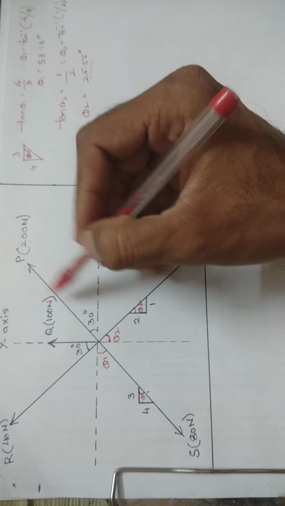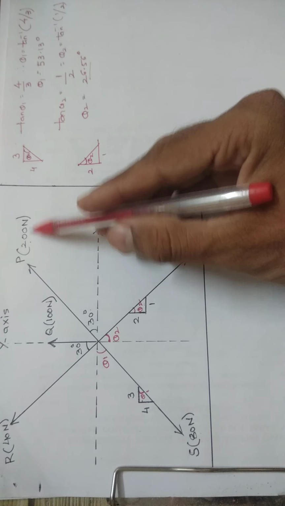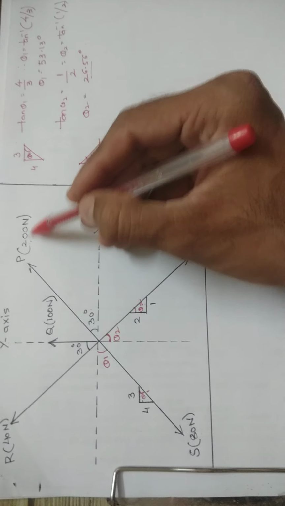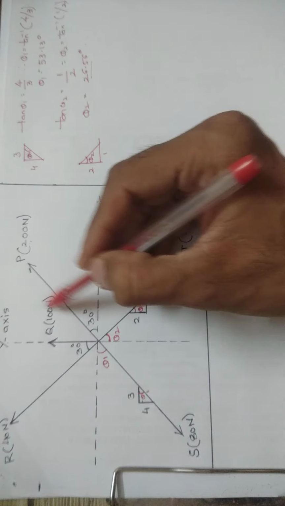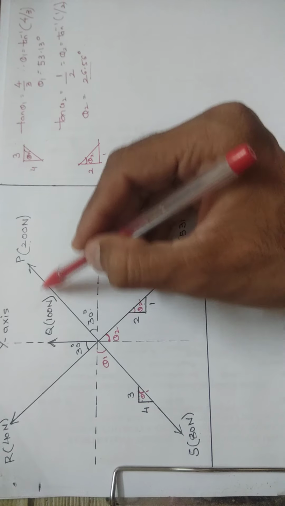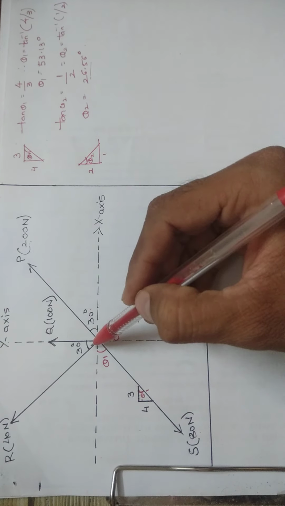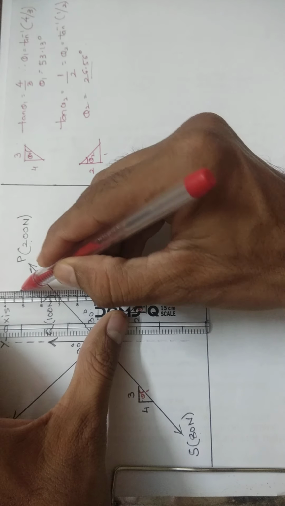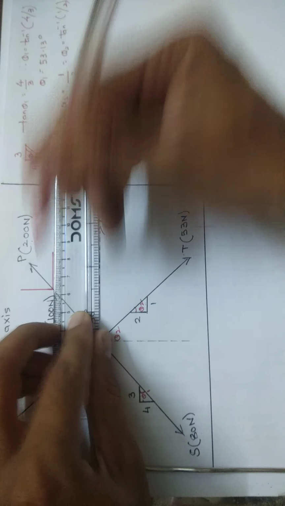As it is in the first quadrant, the x component of this 200 Newton will be along these directions, and its y component will be along these directions. So this P force is along the first quadrant, and this will be its x component and this will be its y component. I am drawing a small figure for the x and y components here itself.